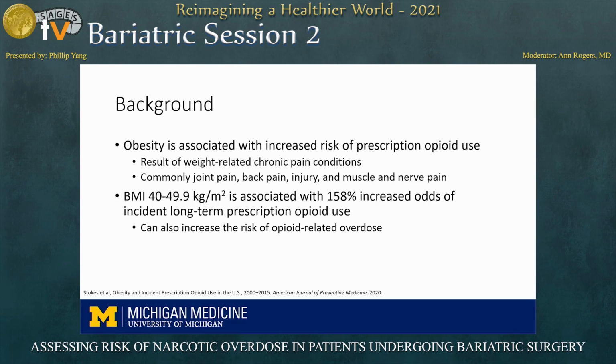We know that obesity is associated with chronic pain conditions, which increases the risk for prescription opioid use. The most commonly cited reasons for opioid use are joint pain, back pain, injury, and muscle and nerve pain. In the literature, we found that patients with a BMI of 40 to 50 have increased odds of incident long-term prescription opioid use, specifically increased by 158%. And this also increases the risk of opioid-related overdose.